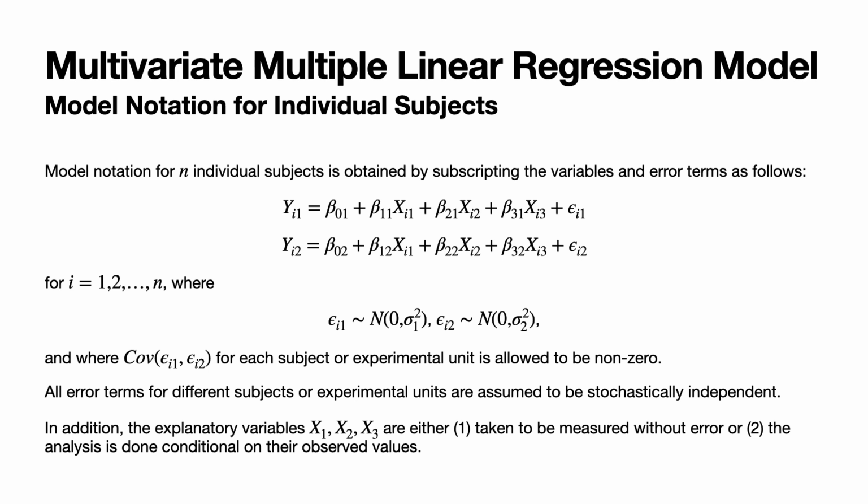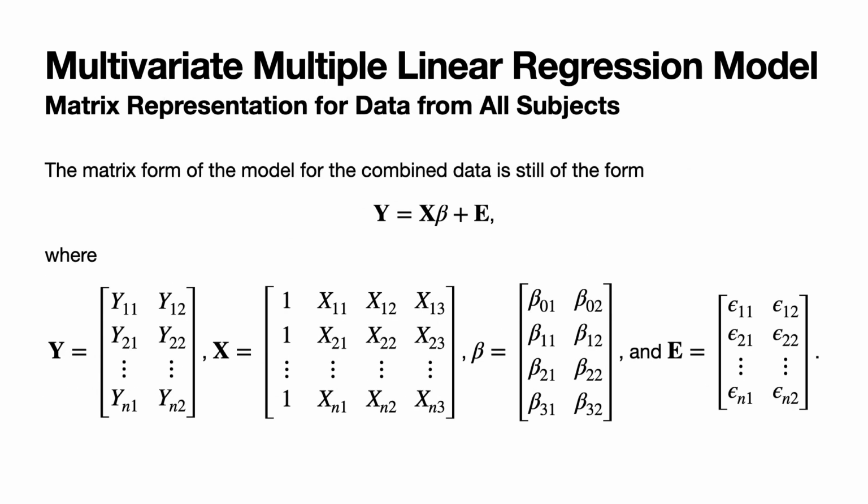Now, taking this notation along with the matrix representation on the previous slide, we can very easily come up with the matrix representation for data from all the subjects. The matrix form of the model for the combined data still has the same form as it had a couple slides ago, bold y equal to bold x times beta plus e.